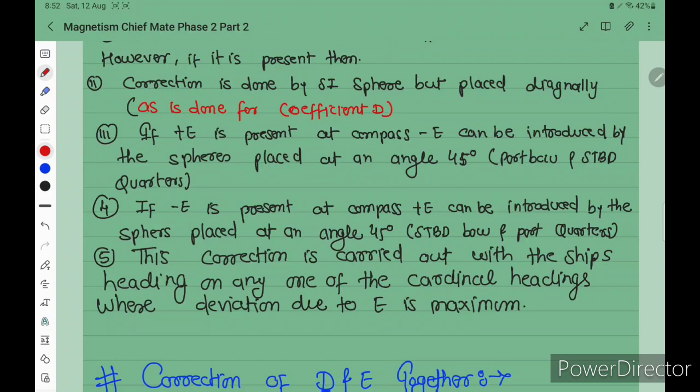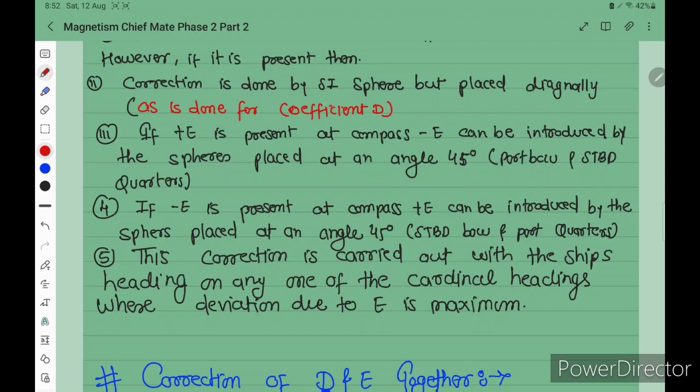If plus E is present at the compass, minus E can be introduced by the spheres. So if plus E is present, we have to correct by minus E, and if it is minus E, we have to correct with plus E, means opposite. So plus E present at the compass, minus E can be introduced by the spheres placed at an angle of 45 degrees, port bow and starboard quarter. If minus E is present at the compass, plus E can be introduced by the spheres placed at an angle of 45 degrees, starboard bow and port quarter.